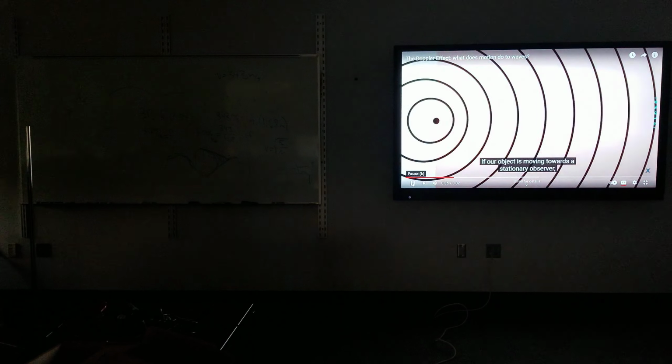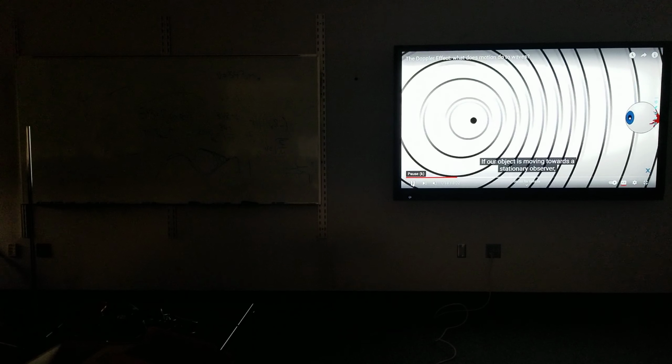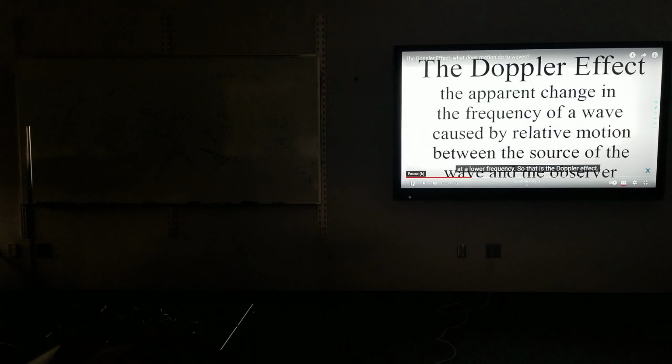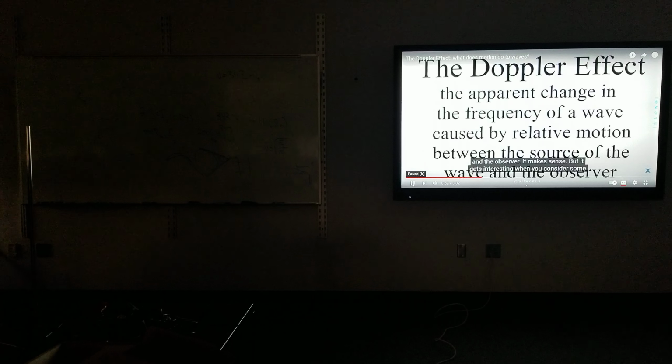We see the Doppler effect happening when the thing that is emitting waves moves. In the direction it's moving, the wavefronts bunch up, and behind it, they spread out. If our object is moving towards a stationary observer, these bunched up waves are observed at a high frequency, and if the object is moving away from a stationary observer, the waves are observed at a lower frequency. So that is the Doppler effect, the apparent change in the frequency of a wave caused by relative motion between the source of the wave and the observer. It makes sense, but it gets interesting when you consider some of its applications.